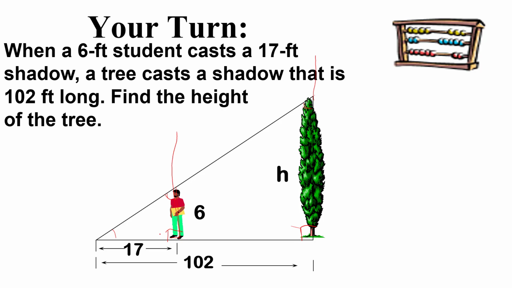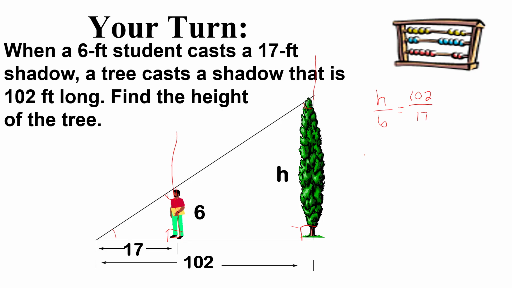All right. So we now know that we're dealing with similar triangles. Since we're dealing with similar triangles, we can write a ratio of the parts. So I could say something like the height of the tree over the height of the person is going to be proportionate to the shadow of the tree over the shadow of the person.